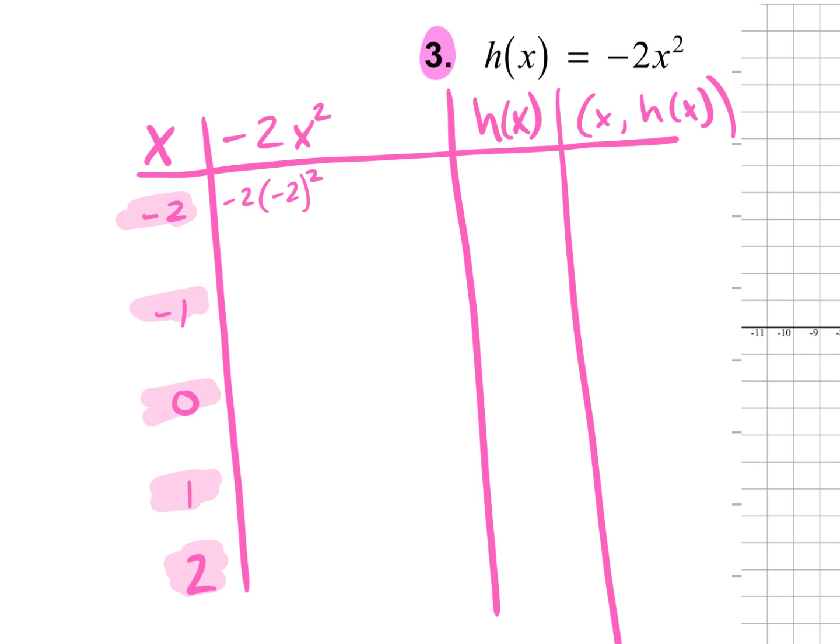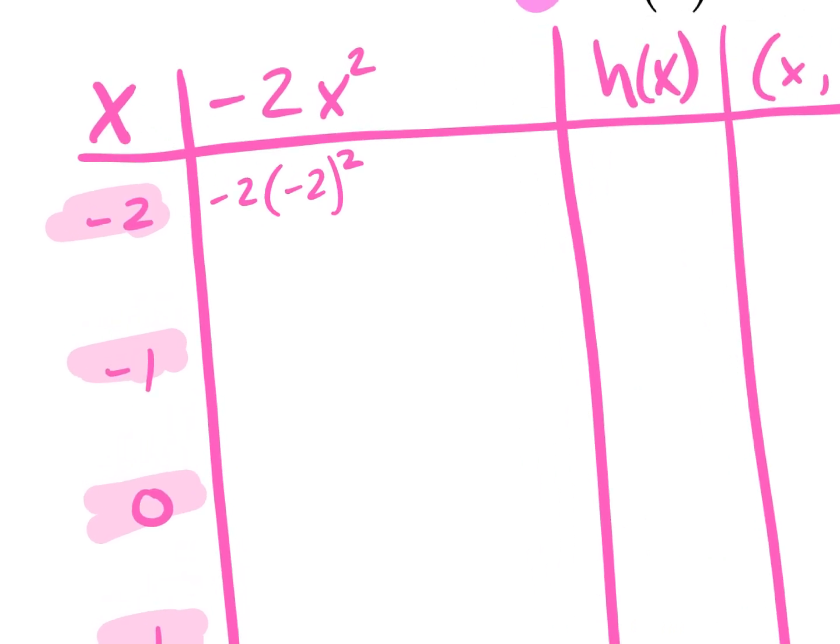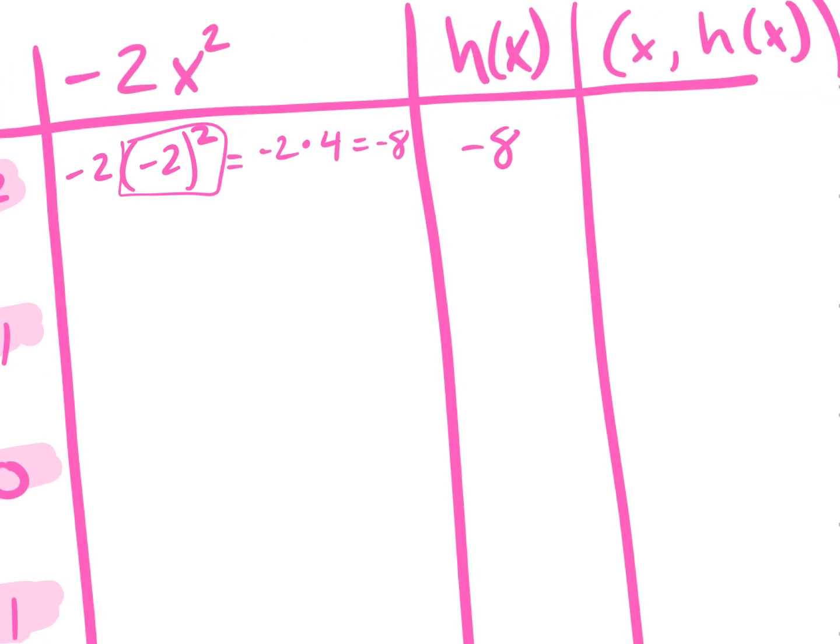All right, so let's do the math. What is negative 2 squared? Negative 2 times negative 2. Negative 2 squared would be positive 4. And negative 2 times positive 4? Negative 8. So our y is negative 8. So our point here would be negative 2 comma negative 8.